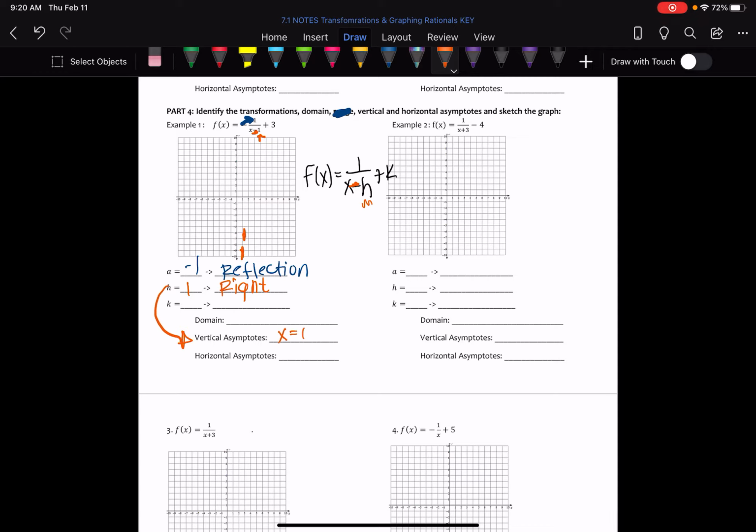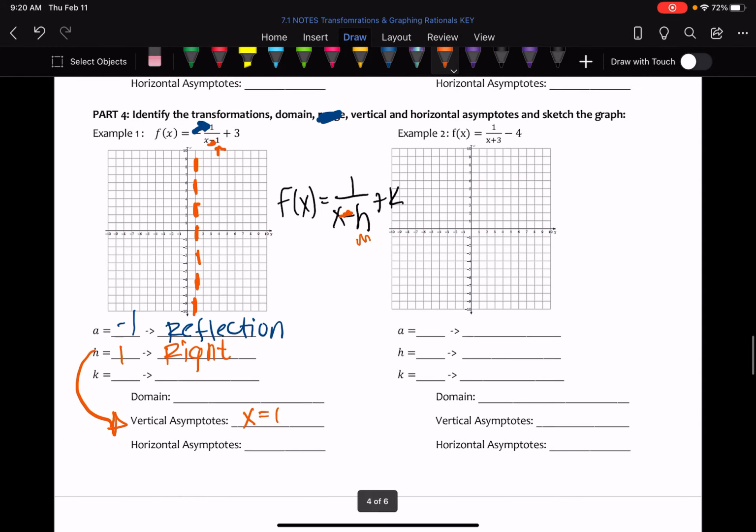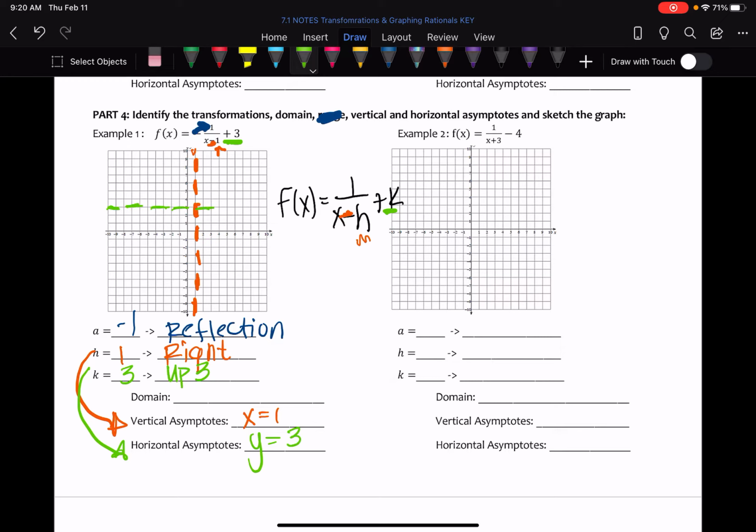So I'm going to go ahead and draw that. I'm going to zoom in a little bit. Then my k, that big plus or minus, is 3. It's positive, so I'm going up 3, which tells you my horizontal asymptote is going to be at a positive 3. And then for the reflection, that means that my curves are going to be in these two parts because I want that negative slope. I'm going down from left to right.